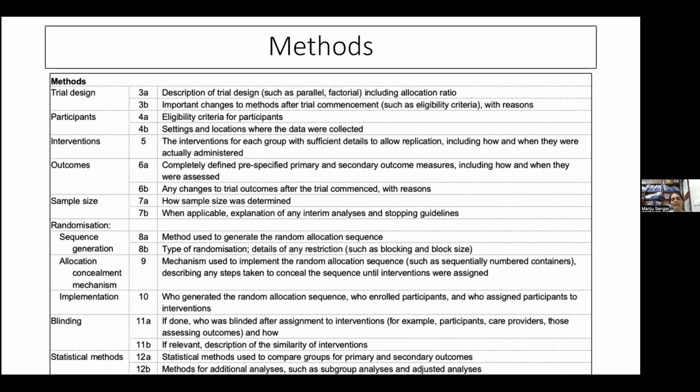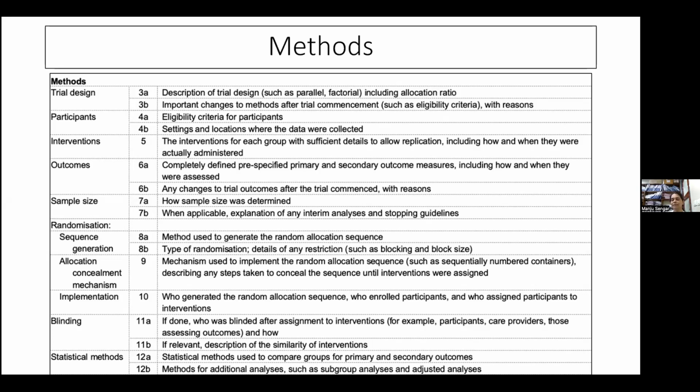Let's move to the methods checklist of the CONSORT. The published report should talk about the trial design, and if there were any changes in the trial once the trial began. It should talk about the participants, the eligibility criteria, from where these participants have been accrued, and details of intervention, so much so that you can replicate those interventions in your clinical practice if you were to practice this tomorrow. Outcomes should be completely defined, with pre-specified primary and secondary outcomes, and any changes which they made to the trial outcomes after the trial was started, with reasons.